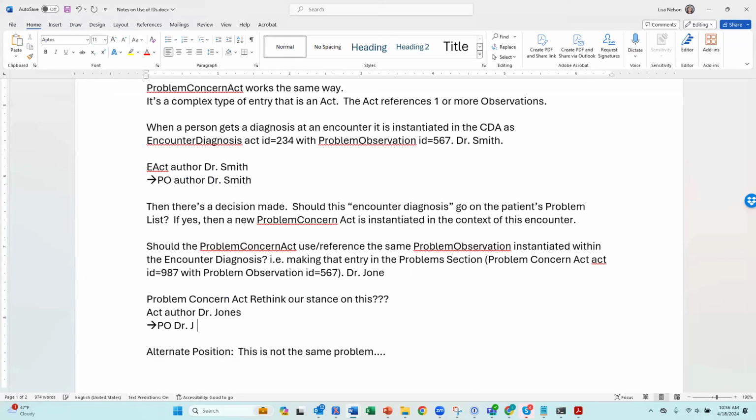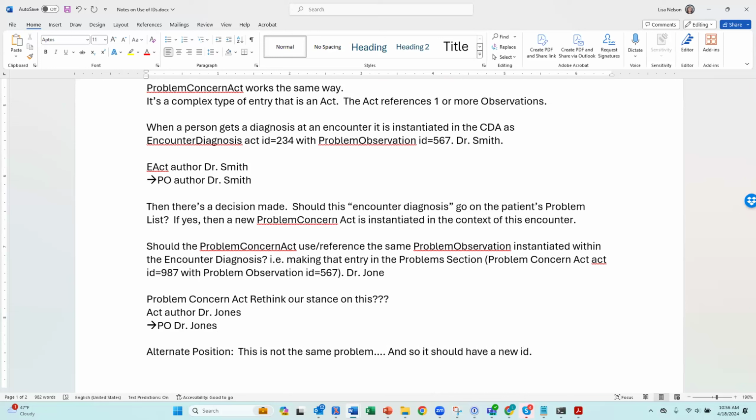I get where you're going with it, Lisa, and I don't disagree, but I'm thinking of the lifetime of the encounter, and they're doing it for billing. You're right. They want to bill the problem, and they're taking the accountability from that point on, and so it should remain as the author of the original documenter. And so it should have a new ID.